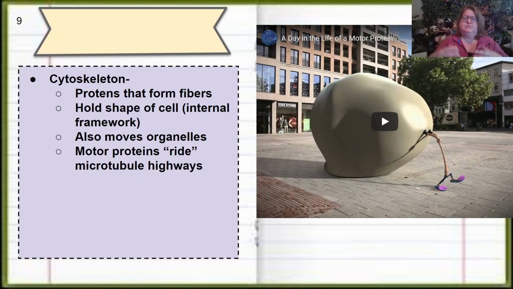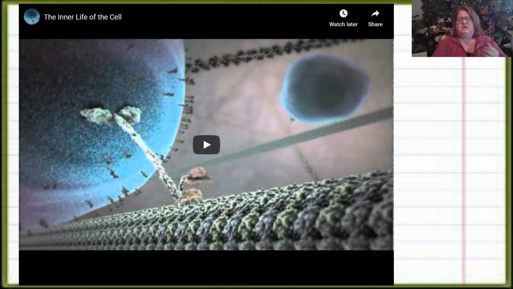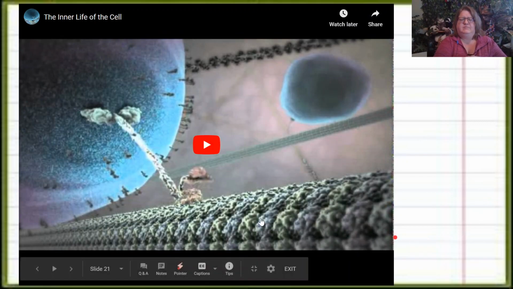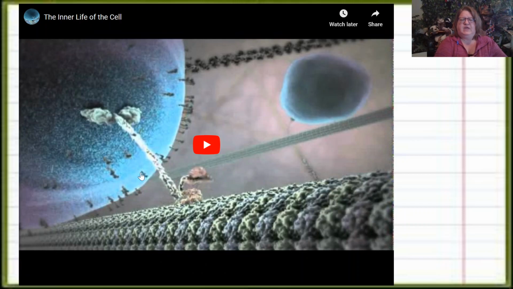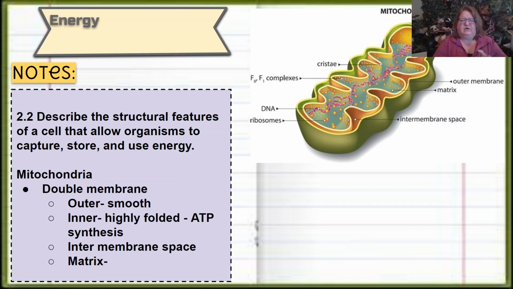They can also move organelles around the cell. And then oftentimes there are these little proteins that ride the microtubules like highways. And you can see there's one in this picture. There's a little motor protein, and it looks like he's walking along this microtubule here, and it's carrying a vesicle. So it's a very dynamic part of the cell.